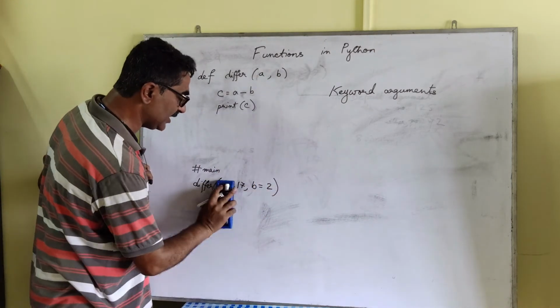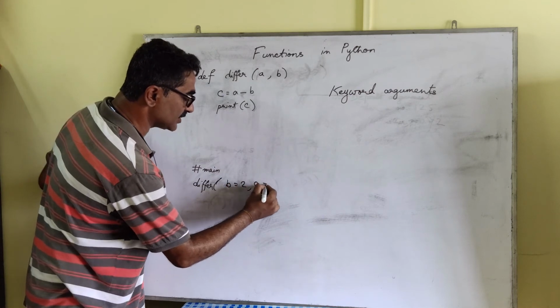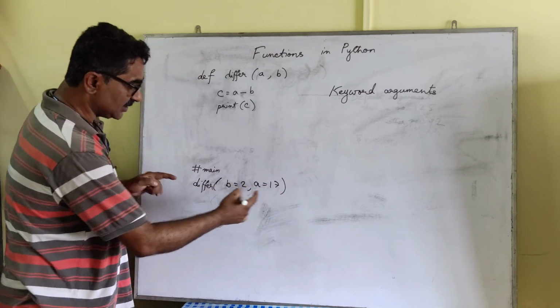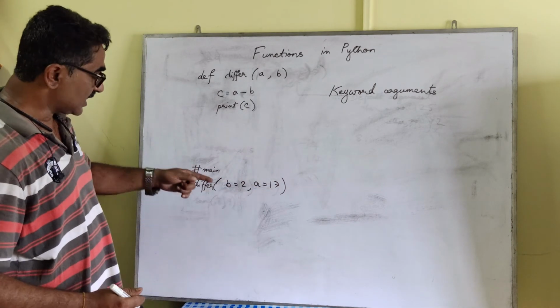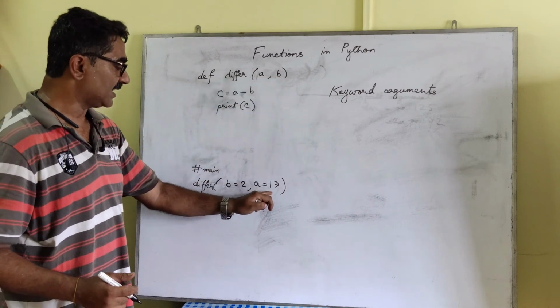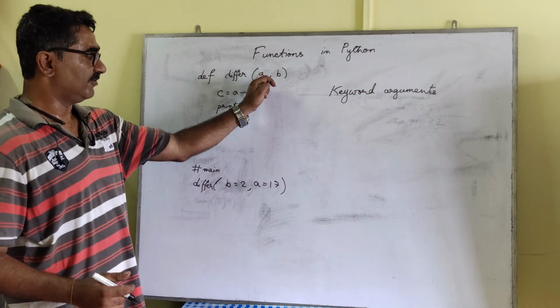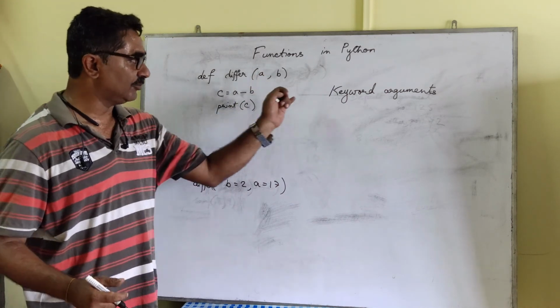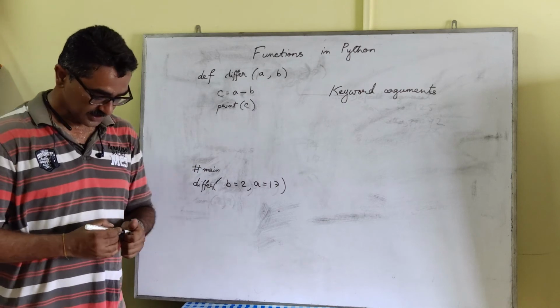This may be written in any order. I can write b equal to 2 and a equal to 17. Although you see the order has changed, that is I have written b and a next, still the value of b, which is 2, will go to this particular b and the value 17 which is assigned to a will go to this particular variable a. So this is how the keyword arguments work. This makes life easier for a programmer.